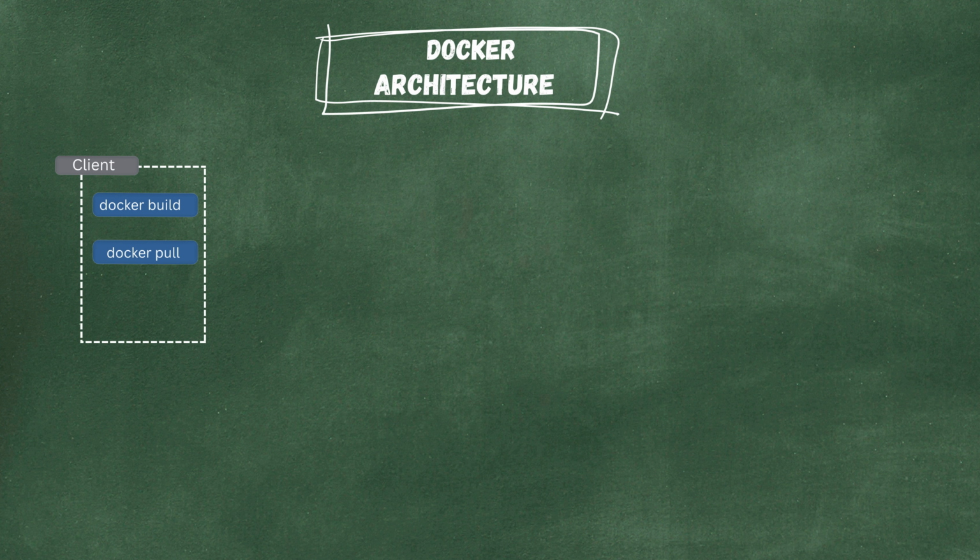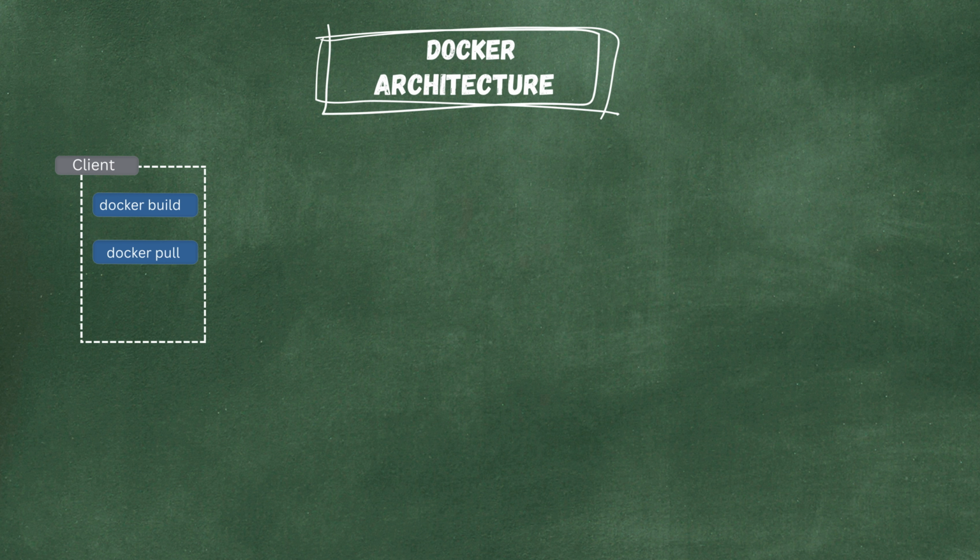Then we have docker pull. When we want to use an existing Docker image from Docker Hub or another registry, we use docker pull to fetch it to our local machine. If you are aware of Git or using Git, we pull scripts from GitHub to our local repository. Exactly the same happens with Docker Hub. We pull it to our local machine.